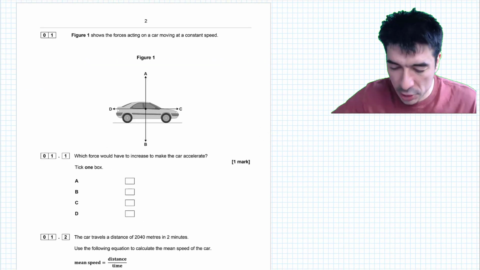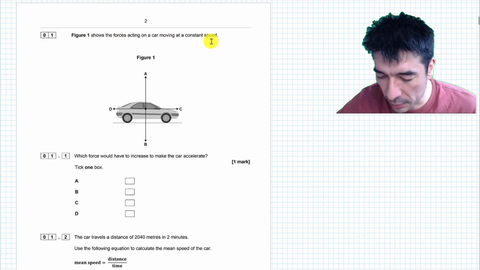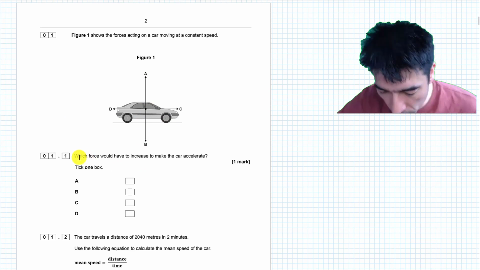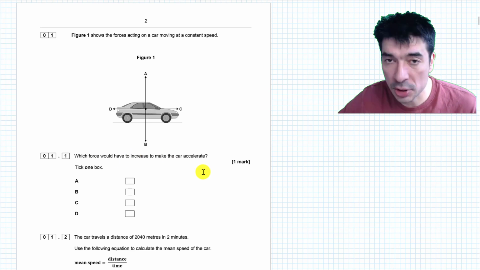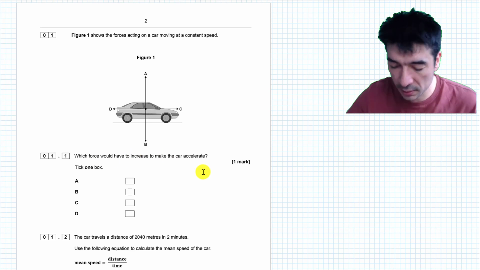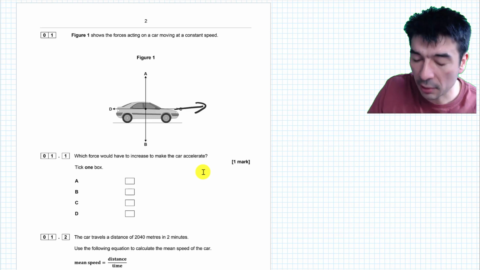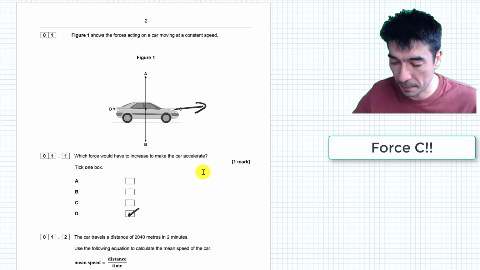Right, question one. Figure 1 shows the forces acting on a car moving at a constant speed. So we've got a force pointing up, down, to the right, to the left, and they're labelled A, B, C, D. Which force would have to increase to make the car accelerate? Well, I'm assuming they mean accelerate forwards. So if you made this force bigger, then the overall force would be forward and it would accelerate forwards. So I'm going to go with D for that one.